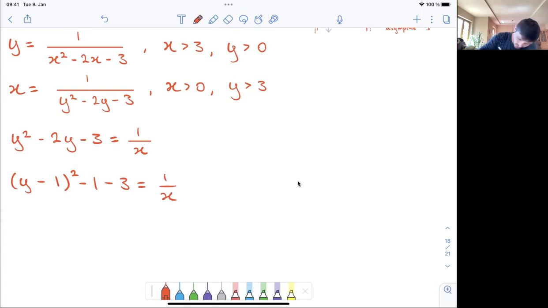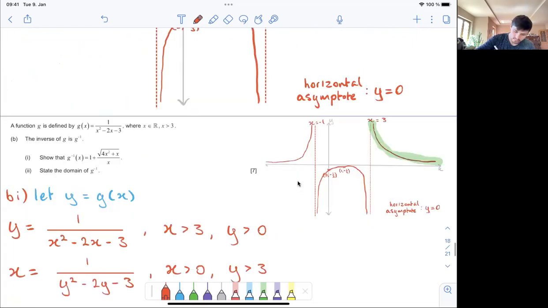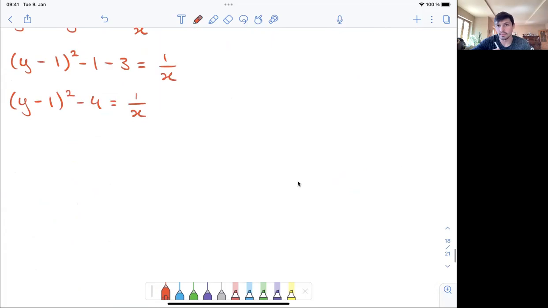We can clean this up a bit and say that this is just y minus 1 squared minus 4 is equal to 1 over x. Now, the next step will be to add 4 to either side, so that we start getting an expression similar to what we've got here. I'm going to put the 4 in front of the 1 over x. It'll make sense in the following steps as to why I did that. So we're going to get y minus 1 squared is equal to 4 plus 1 over x.